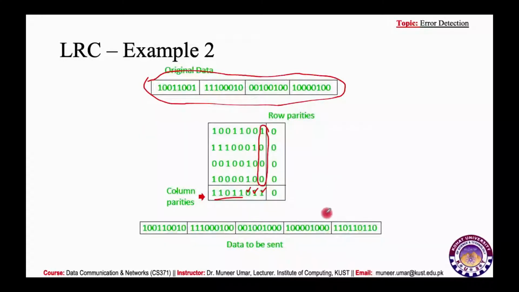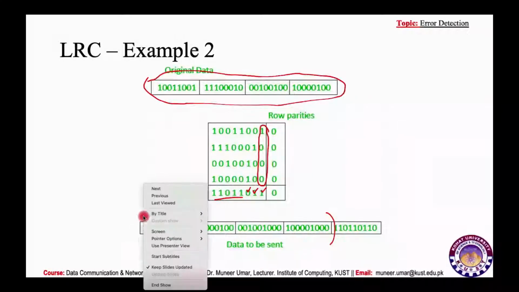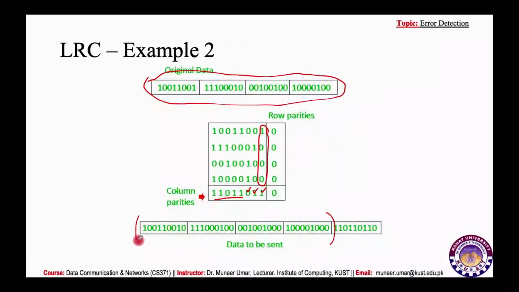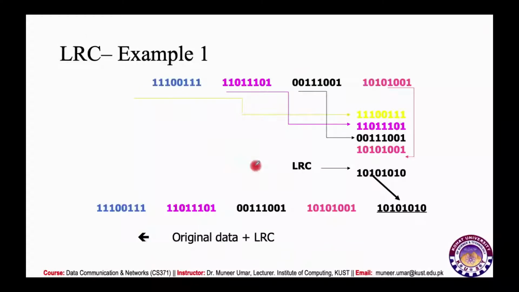So this data plus the calculated parity bits are sent, and at the receiving side the same process is adopted and checked whether there is any error or corruption in these received bits. Here we have another example.